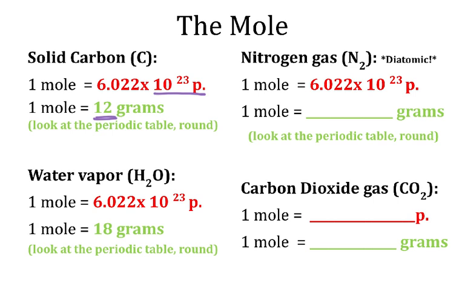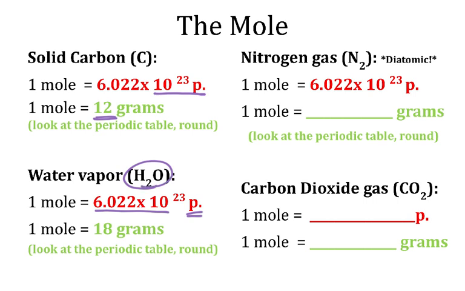Water vapor down at the bottom. Water is made up of 2 hydrogens and 1 oxygen. And those are in molecules or particles. 1 mole is going to be 6.022 times 10 to the 23rd H2O particles.